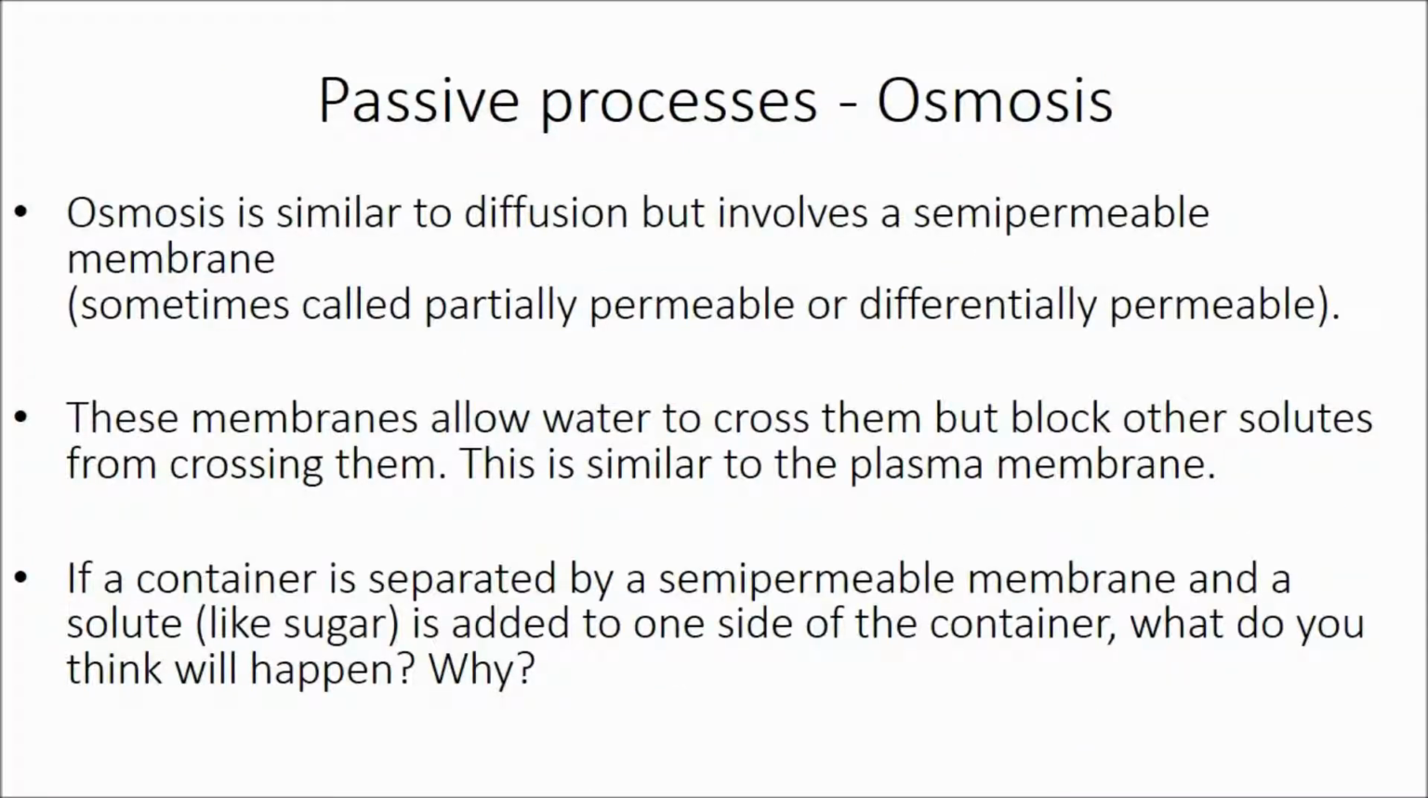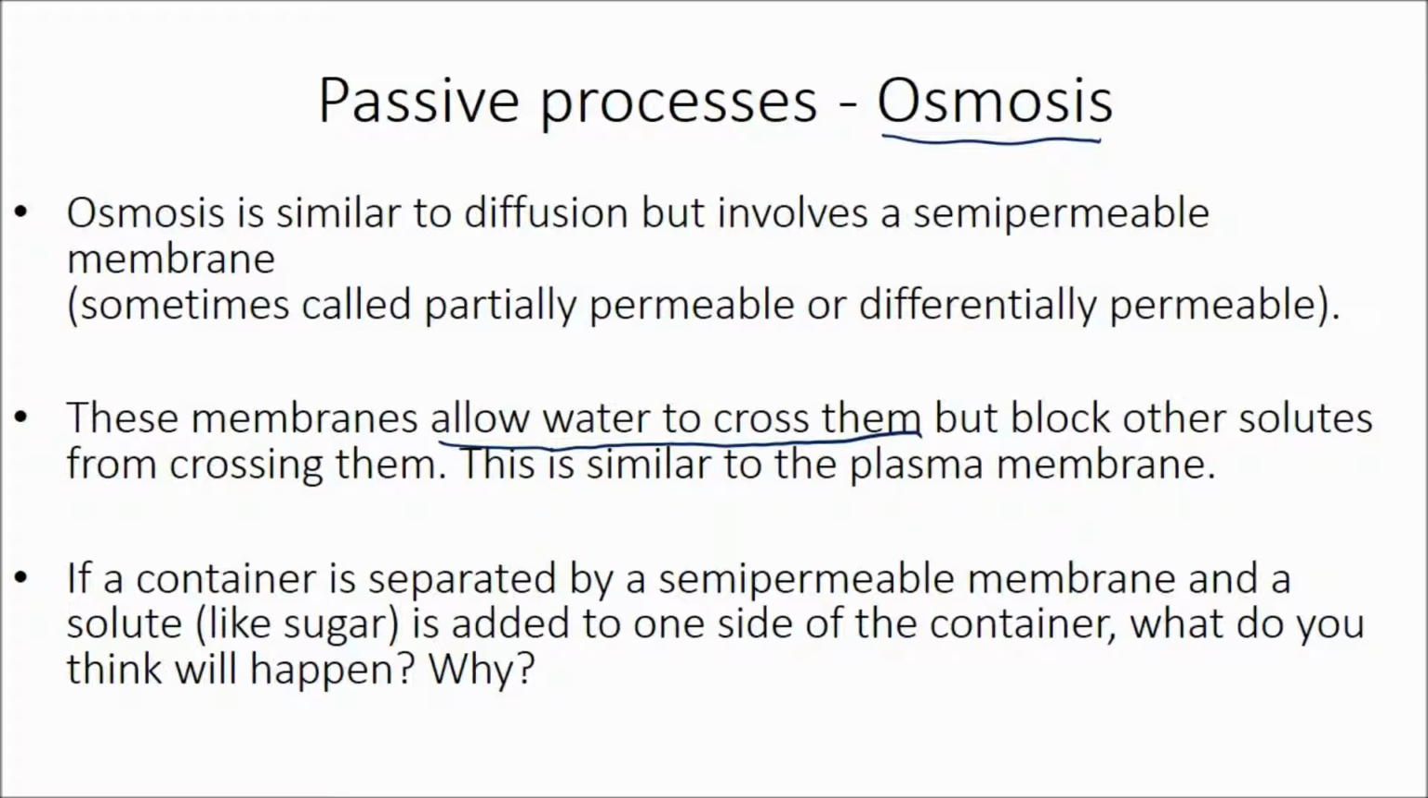Moving on to our next passage through the membrane, we're going to be talking about osmosis. As I've got in my first dot point, osmosis is very similar to diffusion, but it involves a semi-permeable membrane, also sometimes labeled a partially permeable membrane or a differentially permeable membrane if you see them within exam questions. These membranes are usually defined by the fact that they allow water to cross them, but block other solutes from crossing them.